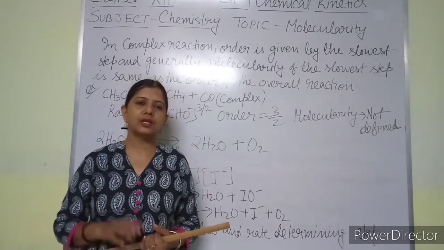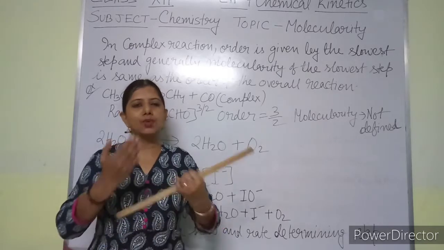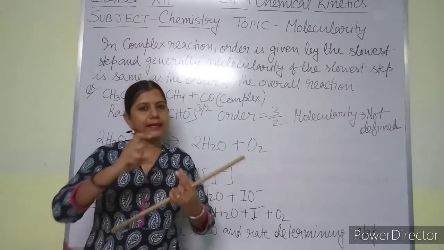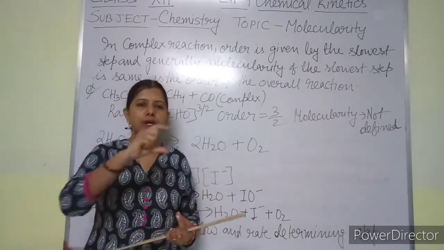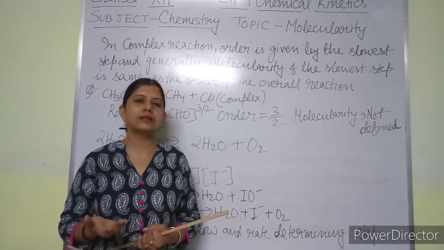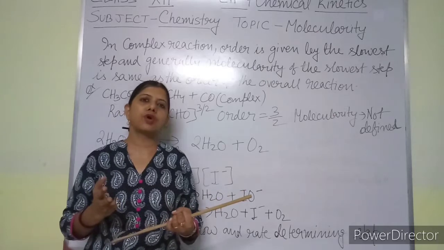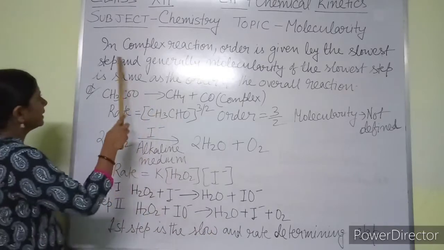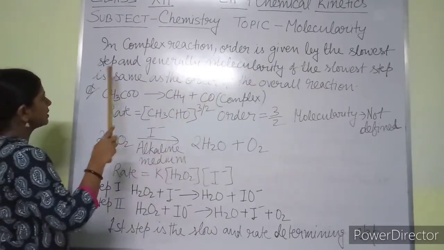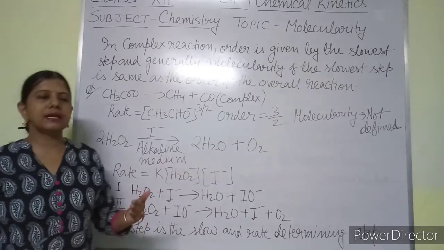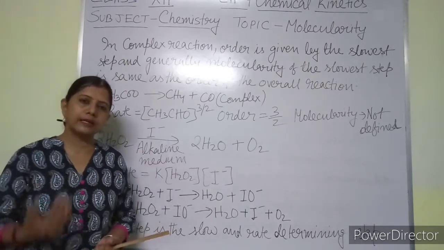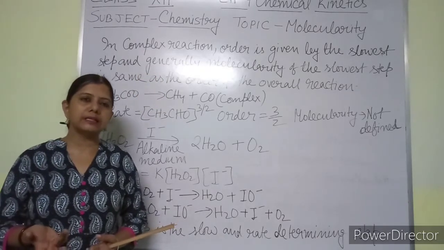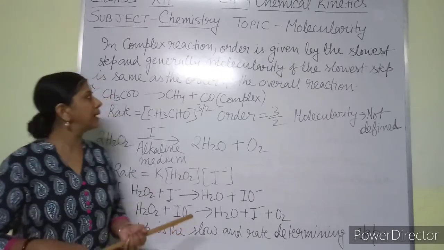There are certain reactions in which the reaction occurs in more than one step, and that is known as a complex reaction. In a complex reaction, if I give only the overall equation, it alone cannot determine the molecularity. Molecularity of a complex reaction is not defined. So what happens in a complex reaction? The order is given by the slowest step. Suppose the complex reaction is divided into 2-3 steps. The order is given by the slowest step, and that is called the rate determining step. The slowest step is known as the rate determining step.